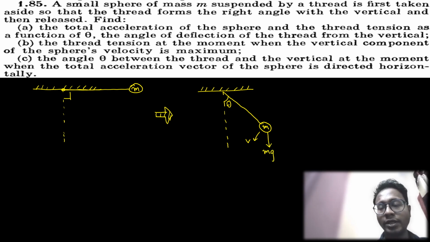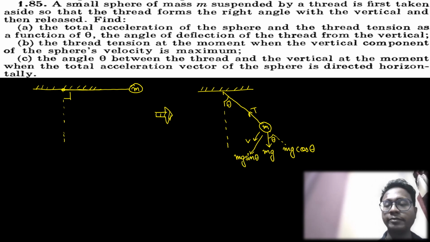mg is acting downward, T is acting in this direction. This mg would be broken down into components. What is this angle? This angle is theta. Why? See, draw two straight lines. If this angle is theta, this angle is also theta, because they are parallel lines and this is the intercept. So this gravity force would be mg cos theta, and the other component would be mg sin theta.